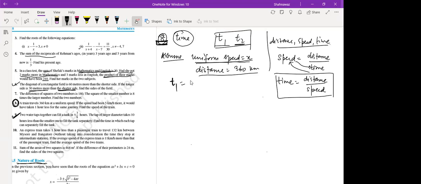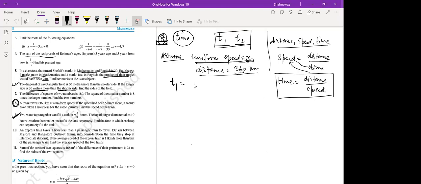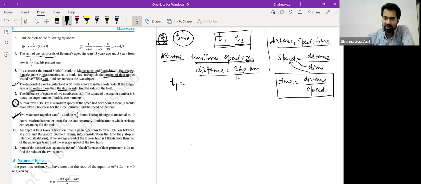Just distance by speed, right? So distance is 360, and speed is x. So the time is 360 by x. Now let us look into the second information.